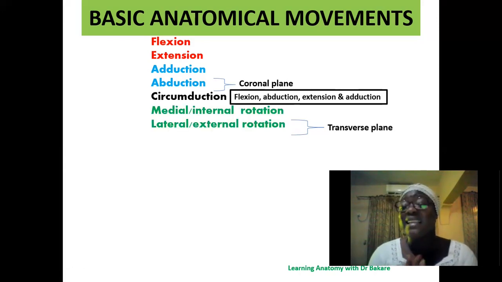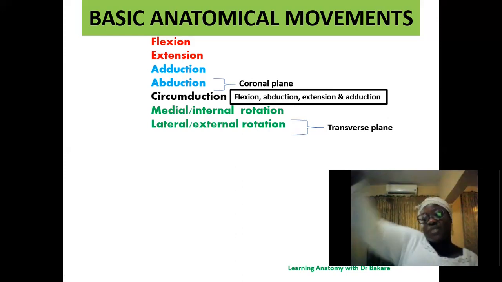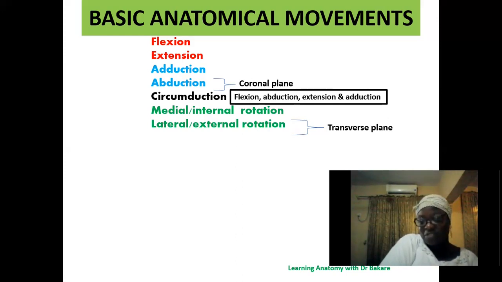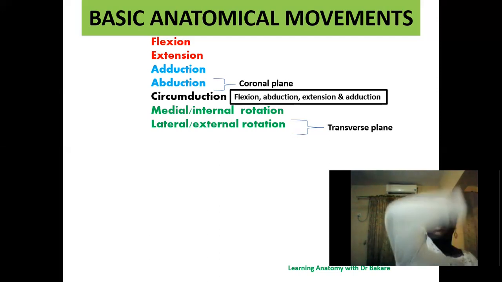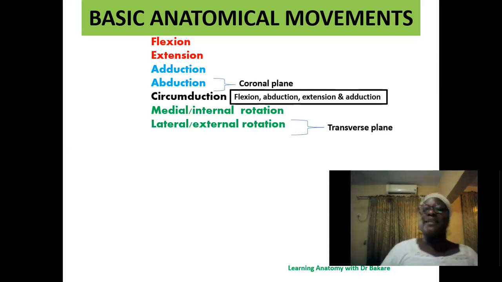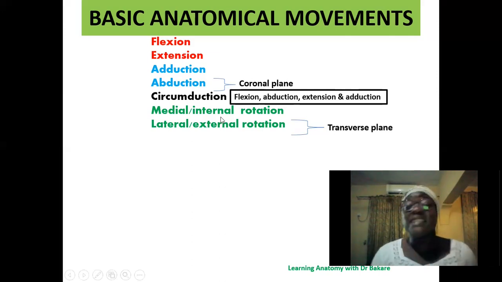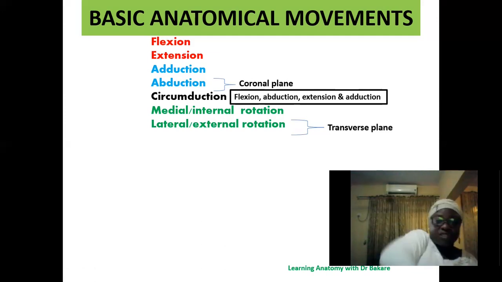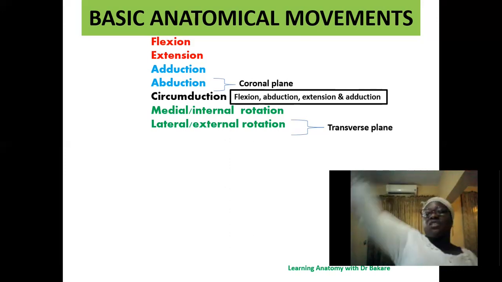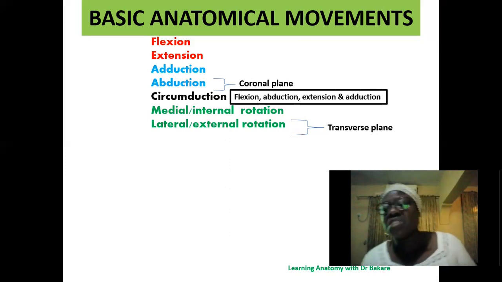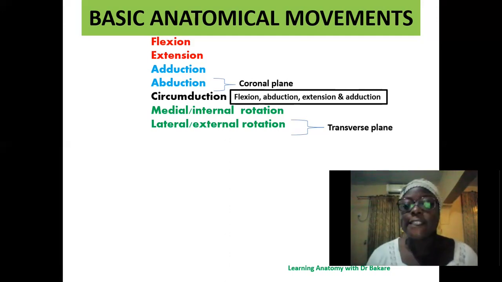We have medial and lateral rotation. When you rotate it and bring it close to the body, this is medial rotation because you are bringing it medially. Then when you rotate it laterally, this is lateral rotation. And this occurs along the transverse plane. The medial rotation can also be referred to as the internal rotation because it's actually internal, it's coming inside. Then the lateral rotation is also referred to as the external rotation because it is going outside.